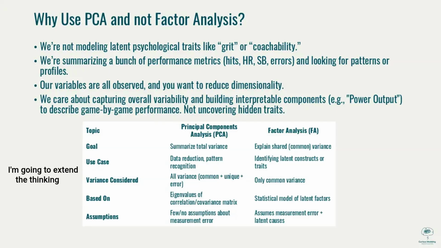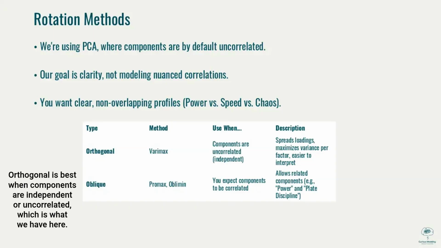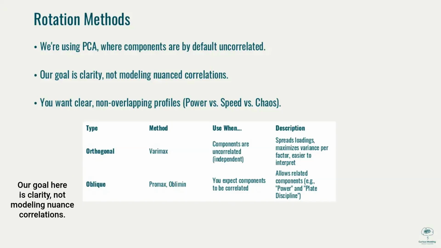I'm going to extend the thinking on eigenvalues in the analysis portion, but at this point, I want to stop and talk about the 2 rotation types. The 2 primary are orthogonal and oblique. Orthogonal is best when components are independent or uncorrelated, which is what we have here. You can't hit a double and a triple, and a stolen base is an independent event that cannot happen in addition to something else. Our goal here is clarity, not modeling nuanced correlations.